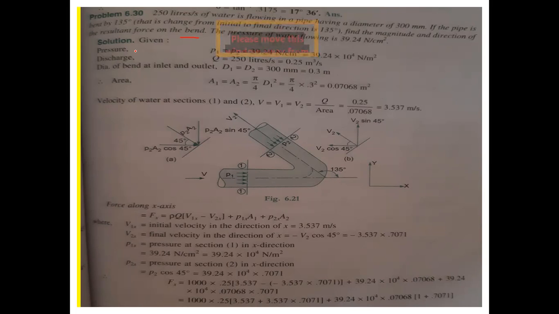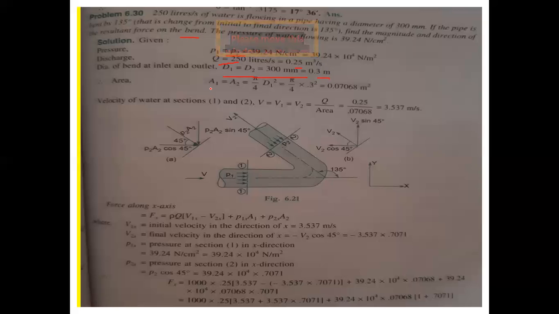Now, what is the given data? Pressure is given, so convert it into Newton per meter square. Next, what is the discharge? The discharge of water is 250 liters per second, which converted is 0.25 cubic meters per second. Then, what is the diameter of the bend at inlet and outlet? It is the same, so d1 is equal to d2 is equal to 300 mm, which is 0.3 meters.